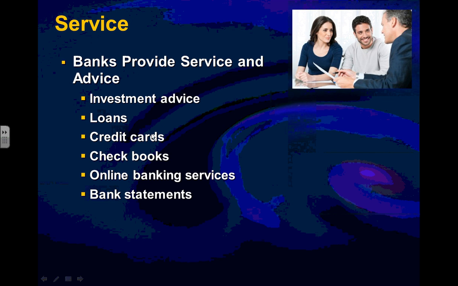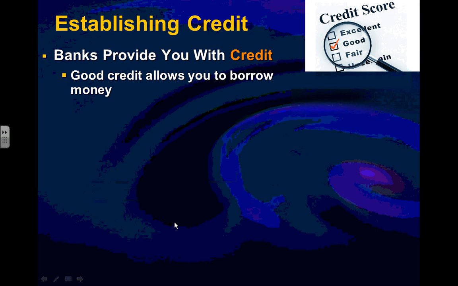They also provide service. They can give you great investment advice. They can offer you loans. Most banks offer credit cards through their own local branch. They'll give you checkbooks in many cases if you have a checking account there, and sometimes those are even free. You should check with your local bank when you set up your account. They'll give you the online banking services we talked about, and those are getting better and more convenient every year. And of course, we mentioned the bank statements. You can help track your money and manage it well.